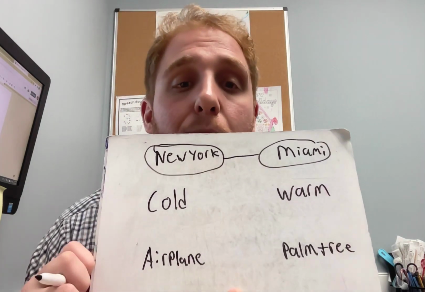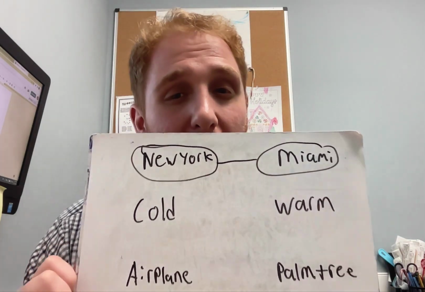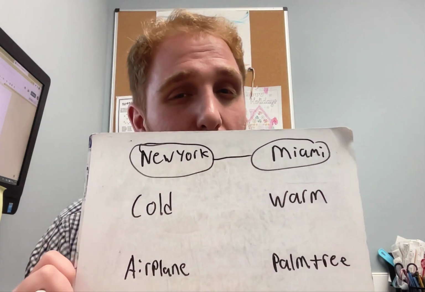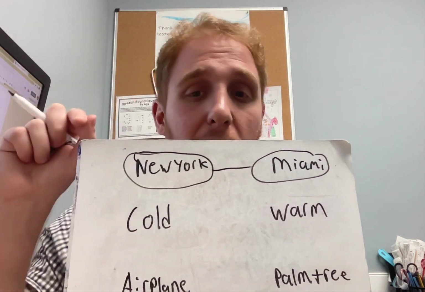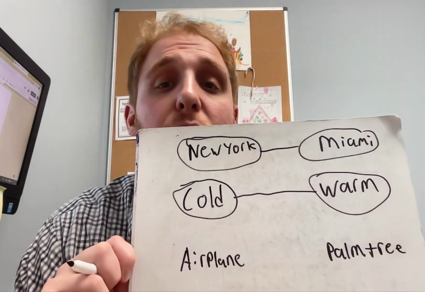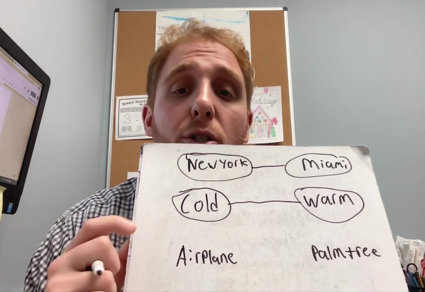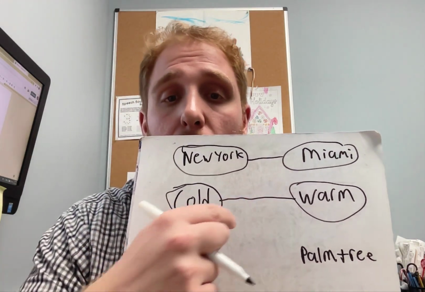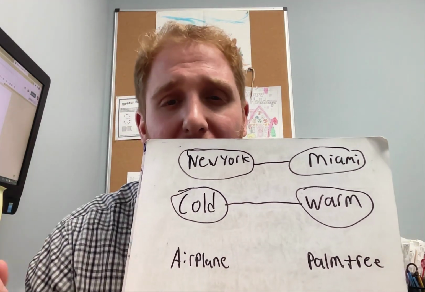We have New York and Miami, right? New York and Miami, they're both cities. They both go together. They're both under the same category. So you could chunk these two, right? We have cold and warm. Two words often related to temperature, right? So we could chunk and put together cold and warm. They fit under the same category.